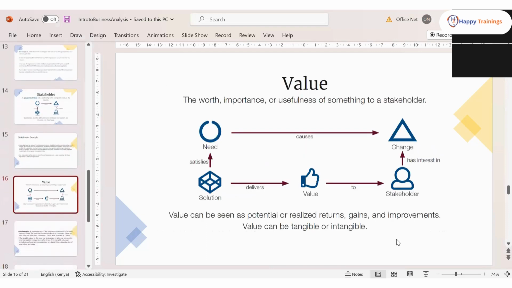What is the value? Without the value, the solution or stakeholder doesn't exist. Value is the worth, importance, and usefulness of something to a stakeholder. Value can be seen as potential or realized returns, gains, and improvements. Value can be tangible or intangible in nature.